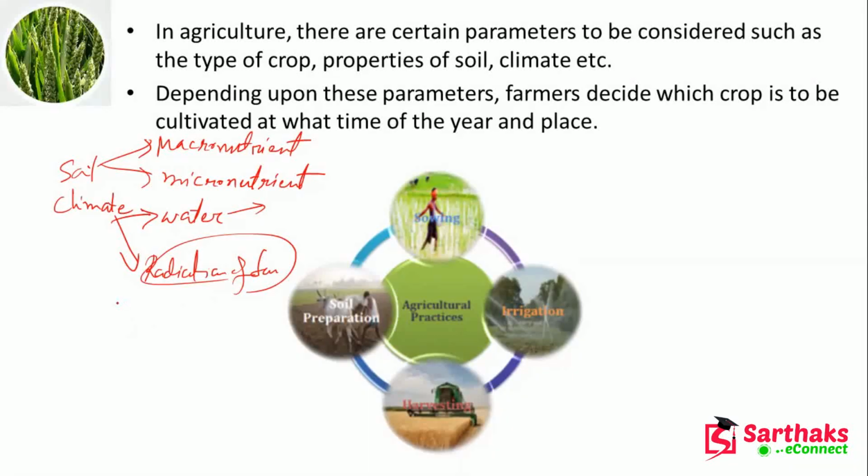Because the soil of the field, the farmers cannot change. So they know very well which soil is preferable for which crop. In that particular soil and that particular weather, they will cultivate the required crop. So depending on all these factors, the farmers will decide which crop should be cultivated at what time of the year and in which place. The place and time are also very important, and these two things they are going to decide.